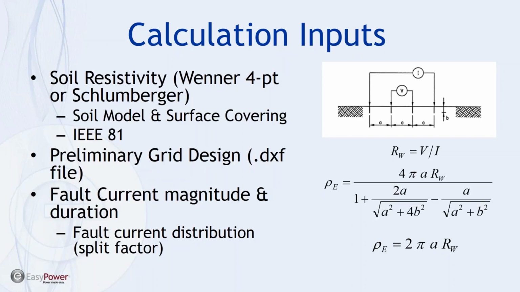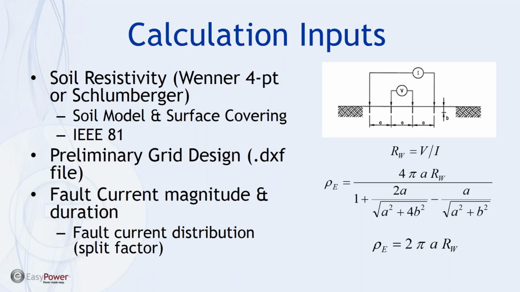The three main inputs are the soil model that comes from the soil resistivity measurements, a preliminary grid design, and the fault current magnitude and duration. Arguably the most important input is the soil model, because it's the basis for the whole design. You can have exactly the same grid design and the same fault current, but your soil model determines whether that grid design is safe. The soil model can vary so much that it's important to have a specific soil model for each site.